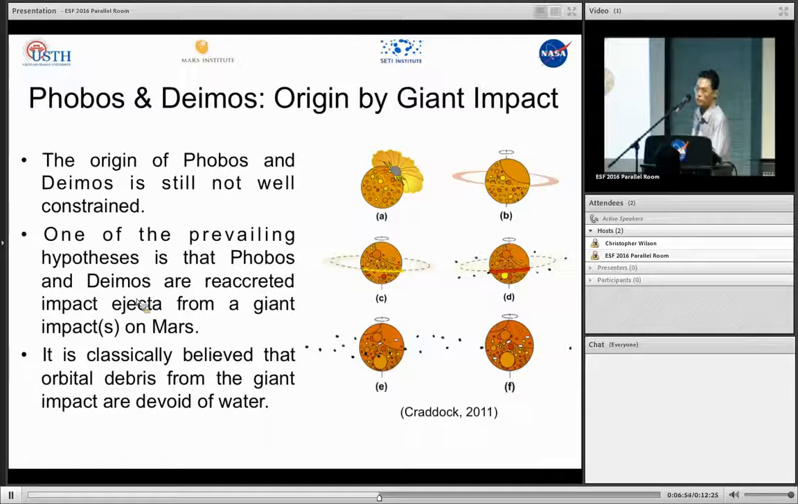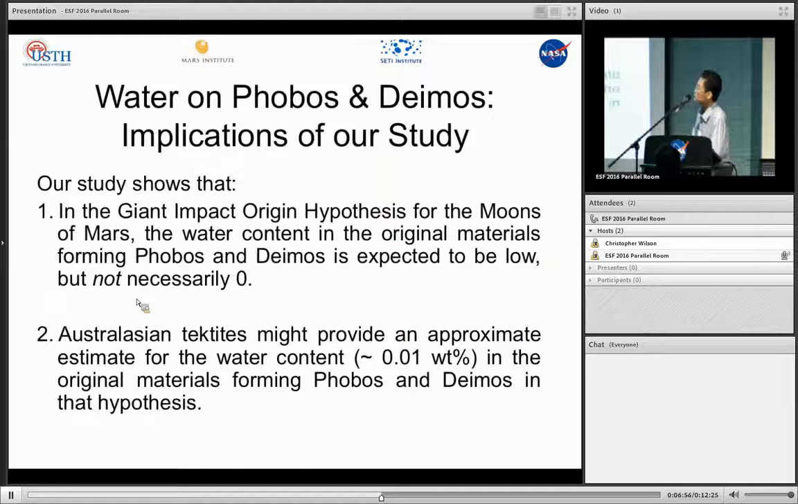However, the survival of significant water in Australasian tektite, even with the highest energy tektite in Australia, implies that even in the giant impact origin hypothesis for the moons of Mars, the original material forming Phobos and Deimos might have contained significant water. And the Australasian tektite might provide an approximate estimate for the water content, about 0.01 weight%, of the original material forming Phobos and Deimos.